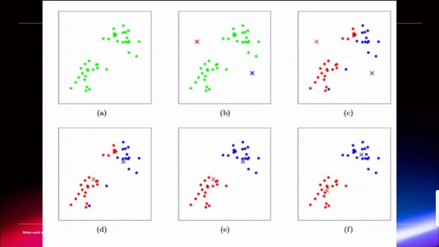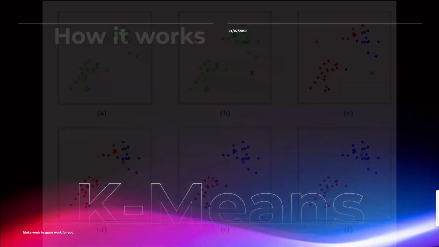In E, we again calculate the distances, and in F, we again move the centroid to the mean, and here the algorithm probably won't move, and we stop calculating and moving a centroid.